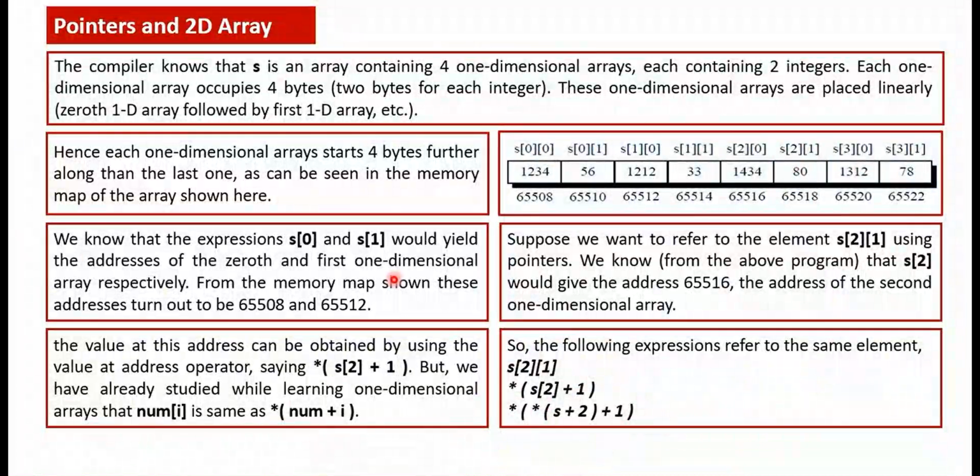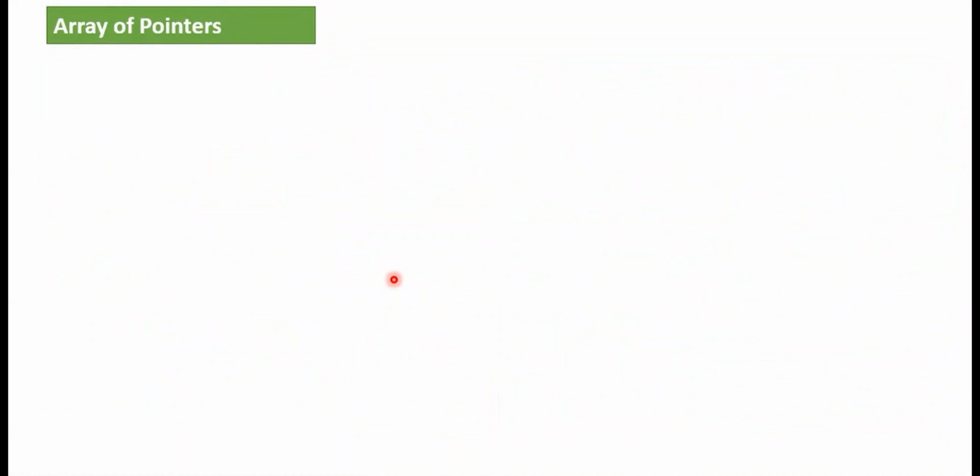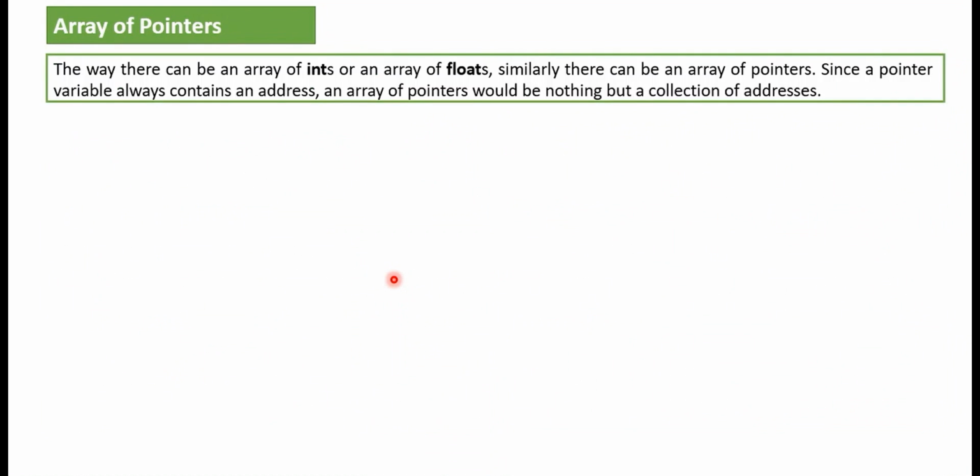I hope accessing the 2D array using pointers is clear to you. If you have any doubt, we'll clarify it in our implementation session. Now let's talk about an array of pointers in the case of a two-dimensional array. The way there can be an array of ints or an array of floats, similarly there can be an array of pointers. Since a pointer variable always contains an address, an array of pointers would be nothing but a collection of addresses.